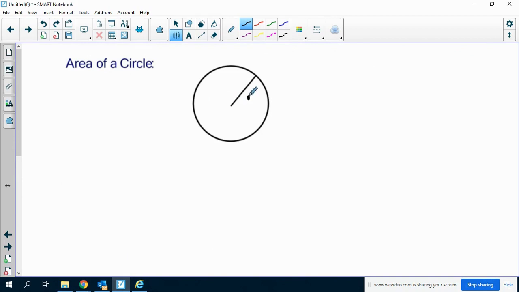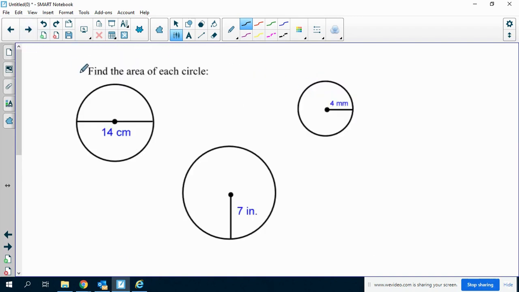Area of a circle. If that's the radius, the area of a circle is pi r squared. In terms of why it works, that's a little bit beyond the scope of our course, but it's pretty simple. I mean, if I have this problem, the radius is 7, area equals pi times 7 squared.